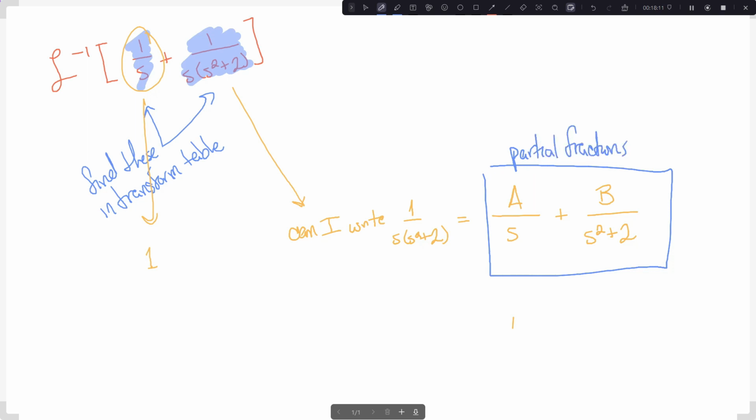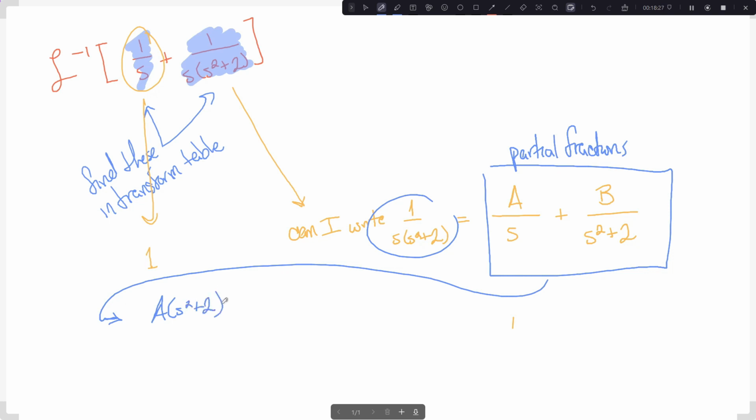So can I compute partial fractions on here? The answer is yes. It's not that hard to do. Let's just recall how to do partial fractions. We're going to take that and try to start to rewrite it in terms of that. To do that, I would have a(s squared plus 2) divided by s squared plus 2. I'm just finding a common denominator here.